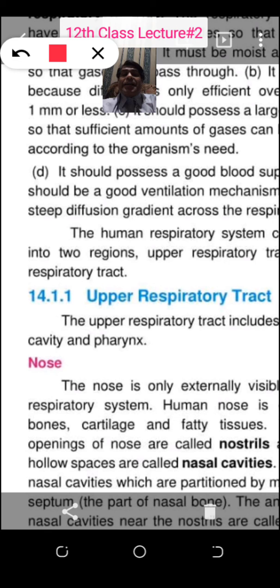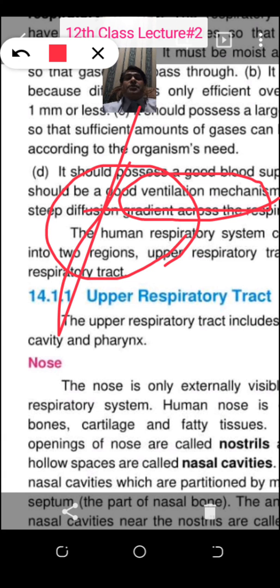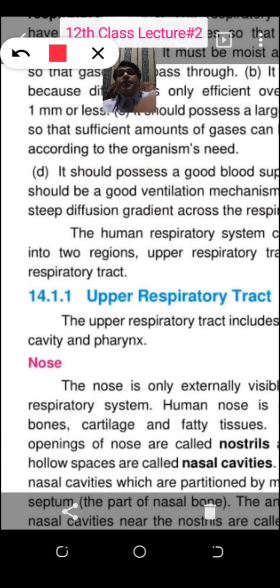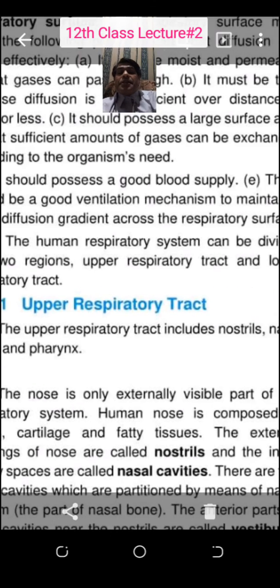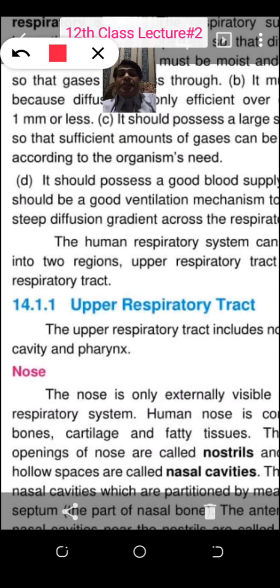The point is that the respiratory system should have a good ventilation mechanism. Good ventilation mechanism means that it should have enough ventilation mechanism. What is a ventilation mechanism? If you are watching, the diffusion gradient is written here. This is the diffusion gradient, with a little red line highlight. Diffusion gradient is an important word. Is it visible to you? Yes.